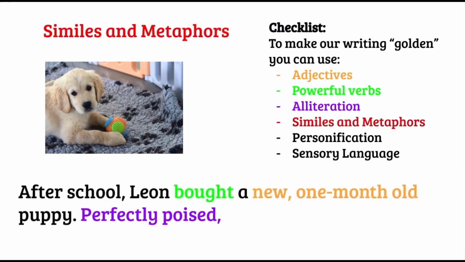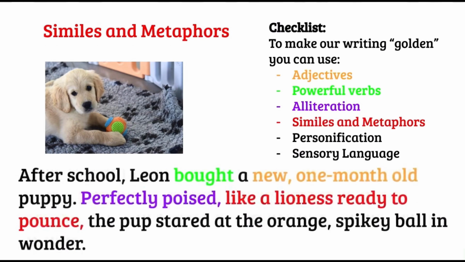I could add in a simile or a metaphor. These are both forms of comparison. In similes, you use the words like or as, whereas metaphor uses a direct comparison. For example, time is money is an example of a metaphor. I'm going to use a simile, so perfectly poised, like a lioness ready to pounce, the pup stared at the orange spiky ball in wonder. So I've compared the pup, or the puppy, to a lioness.